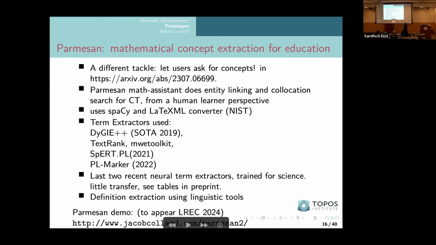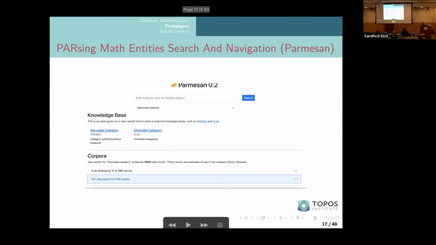We use some of the traditional term structures, some fairly recent, from 2021 and 2022. As I was saying, this is going to appear soon, but you can play with it, and it should hopefully look like that.